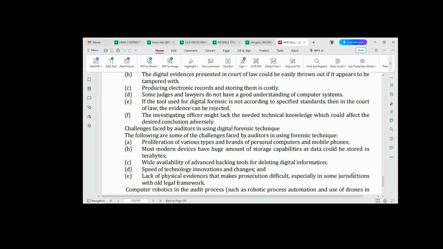Okay. Speed of technology innovations and changes. So what that means is that before you say Jack Robinson, the existing technology has been phased out. Remember there was a time when your laptop was on Pentium 1, Pentium 2, Pentium 3. Whether you are talking about Core i5, Core i6, Core i7. You get what I'm saying? So the technology keeps advancing, and as it keeps advancing, it is a major challenge to digital forensics. Okay.